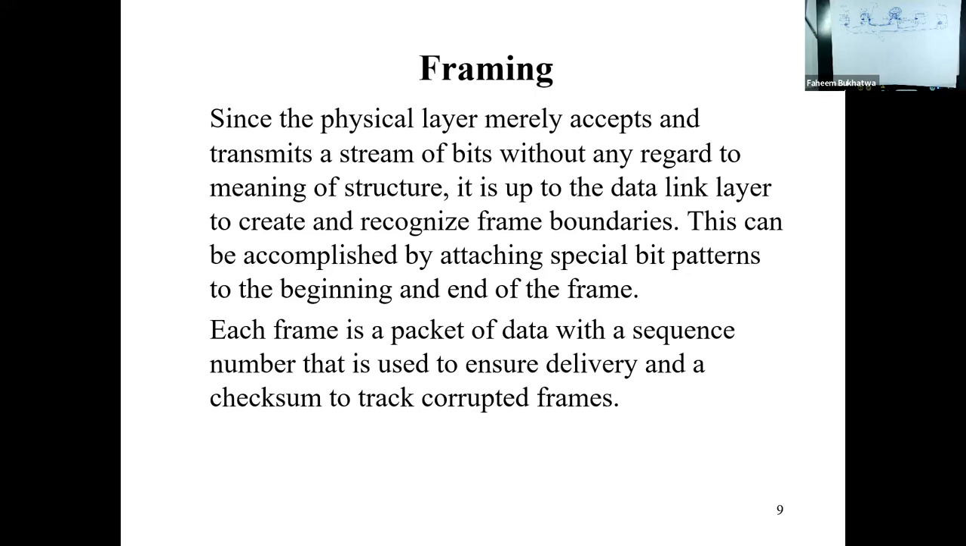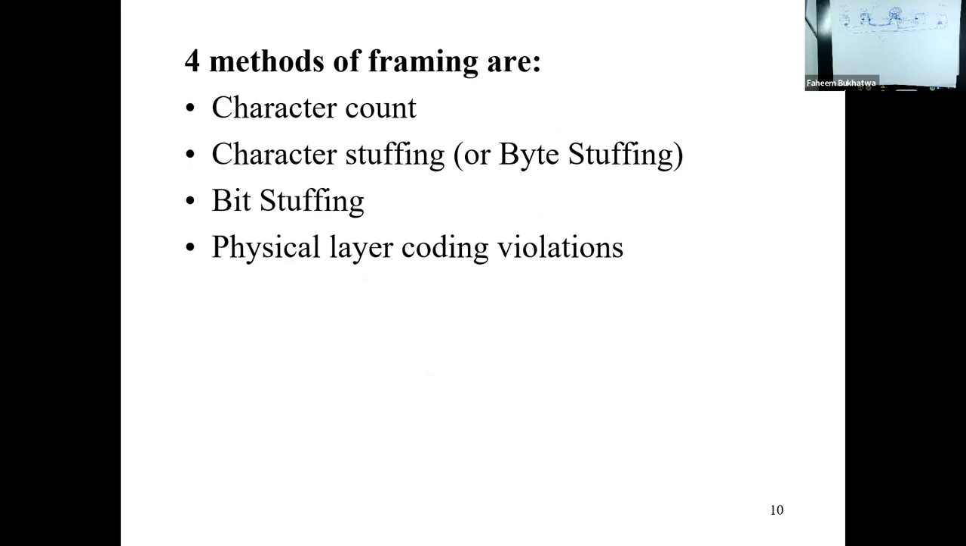Maybe with scrambling techniques and all that, but really, the physical layer's main job is just to deliver data bits to you. And there's never a guarantee that they're error-free. So it's up to the data link layer to discover those errors. This can be accomplished by attaching special bit patterns to the beginning and end of a frame. So it takes the data, puts it in a frame, puts a header on it and a trailer on it. Each frame is a packet of data with a sequence number that is used to ensure delivery and a checksum or a CRC to track any corrupted frames.